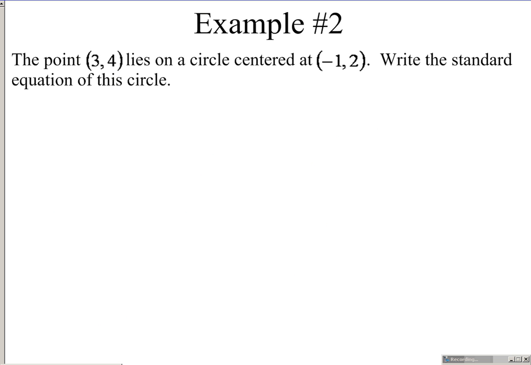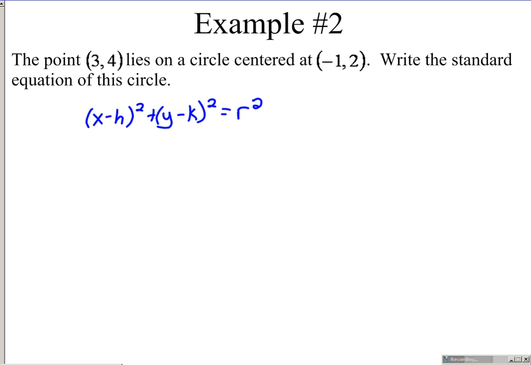Number 2, point (3, 4) lies on a circle centered at (-1, 2). Write the standard equation of this circle. Well, we're asked for the standard equation, and we know for a circle that's (x minus h) squared plus (y minus k) squared equals r squared.